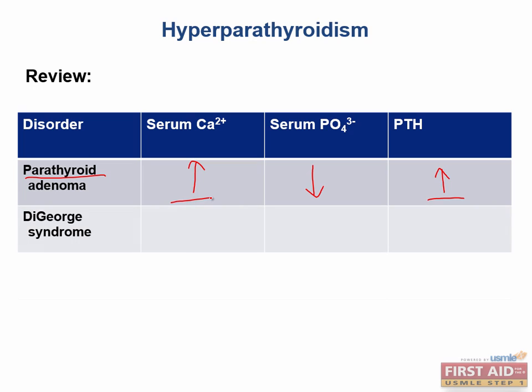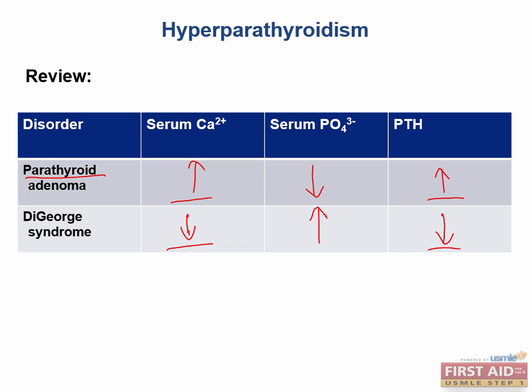What about DiGeorge syndrome? The problem here is aplasia of the parathyroid glands, meaning you're going to have a drop in parathyroid hormone. Because this is, again, a primary problem with the parathyroid gland, PTH and serum calcium are going to be directly proportional, and you're going to see decreased serum calcium and increased serum phosphate.